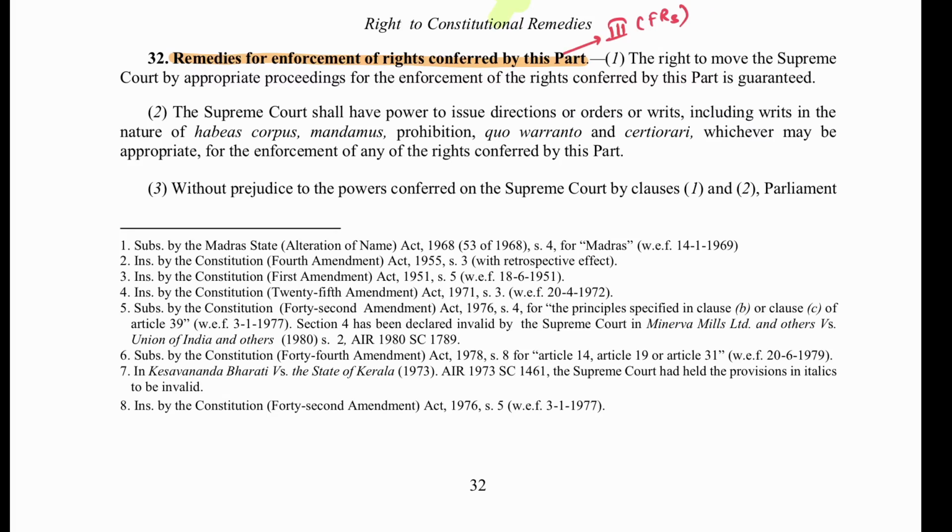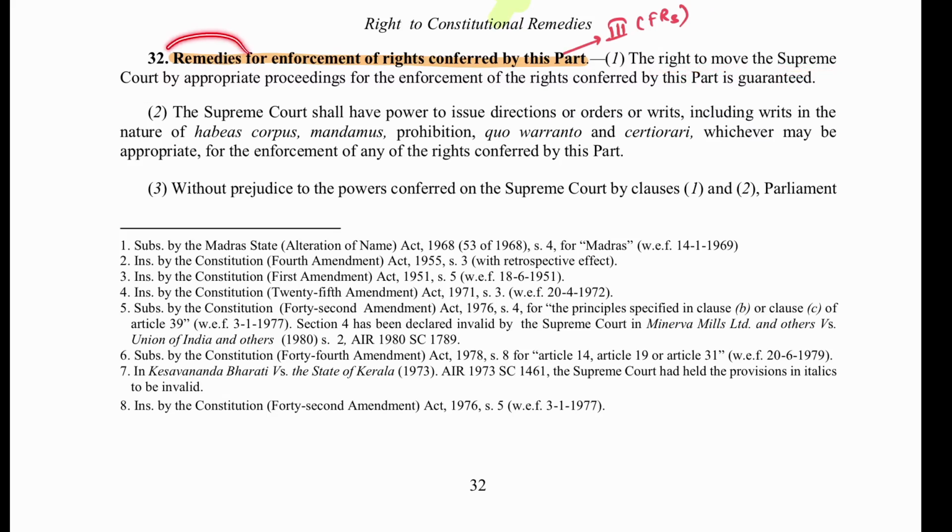Otherwise, the mere existence of these rights, or the declaration of these rights in the Constitution just as text, will it make any sense? Will it be of any use? No, it will be useless, because there has to be some means to make it effective, and this is that means. Okay, now the first clause of Article 32 says the right to move the Supreme Court.